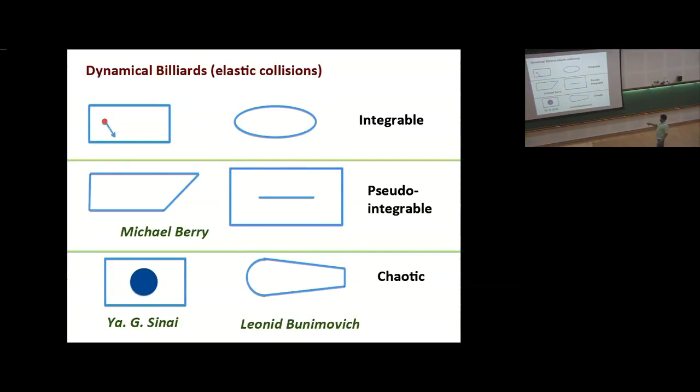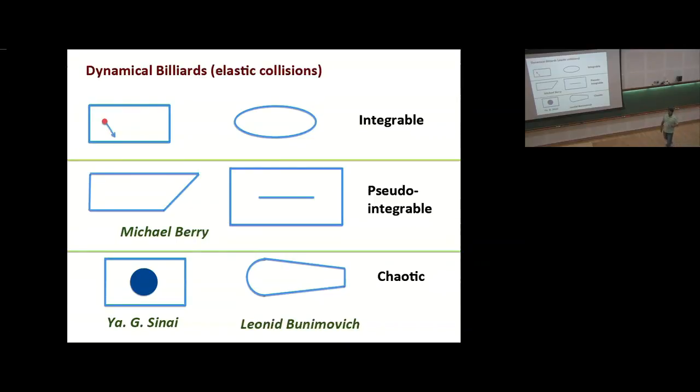These polygons, which is especially what I study, are pseudo-integrable billiards. We'll come to what this means. This was shown by Michael Berry, the same guy who invented the Berry phase, who gave very nice formulas to show why these polygons are pseudo-integrable billiards. And of course, we know about chaotic systems. The first example was given by Sinai, which is just a rectangle with a small disk. And this is known as a stadium. This model was given by Bunimovich.